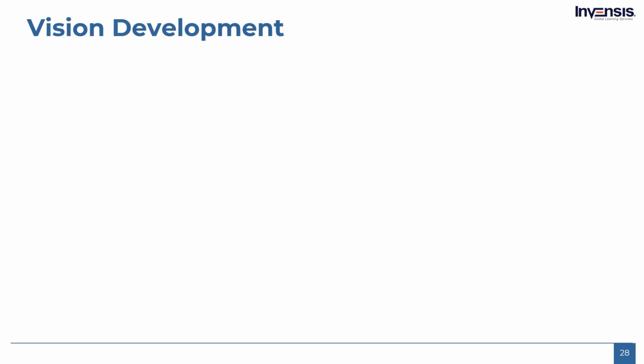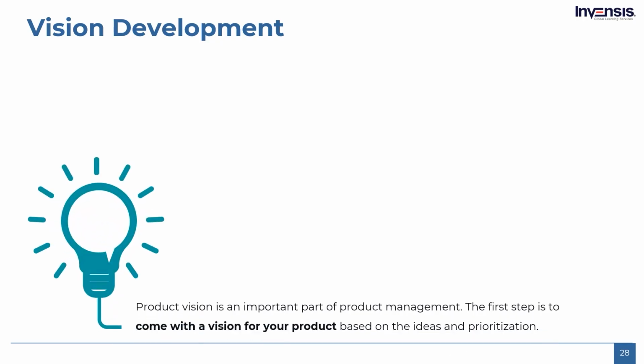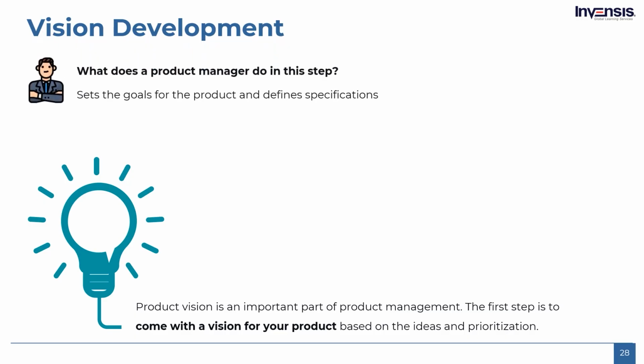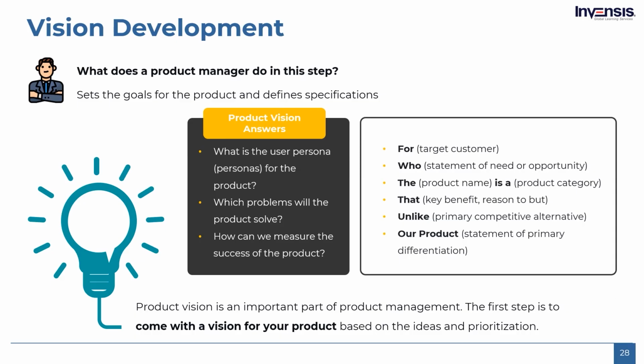Then come up with a vision for your product. You should know that product vision is a significant part of product management. A vision basically defines the final product and shows the direction towards achieving it. When developing the vision, a product manager sets the goals for the product and defines specifications. A well-specified product vision answers the following questions.